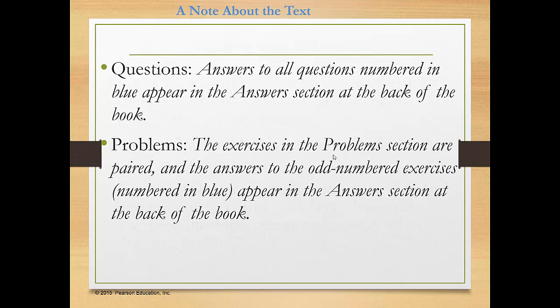Okay, now as we're going along, just to let you know about the textbook. The homework that I'll be assigning will be in the Mastering or the Conceptual Chemistry websites, since this is going to be a hybrid course. But if you want to get a little extra practice from the book, the answers to all the questions that are numbered in blue appear in the back of the book or appear in that section of the ebook. Problems that occur within the chapter, the exercises in the problem section are paired. So the answer to the odd-numbered exercises appear in the answer section in the back of the book for those. Okay, so questions, problems, if they're in blue, those answers are in the back of the book.